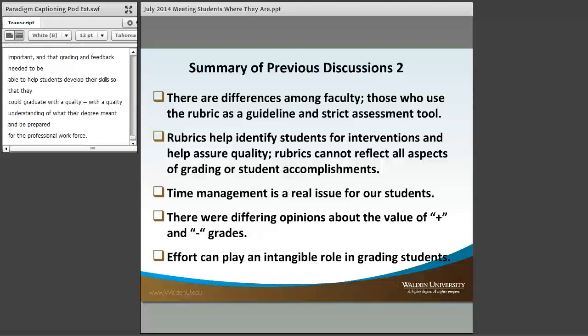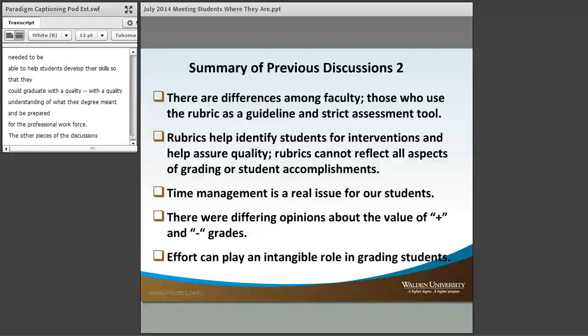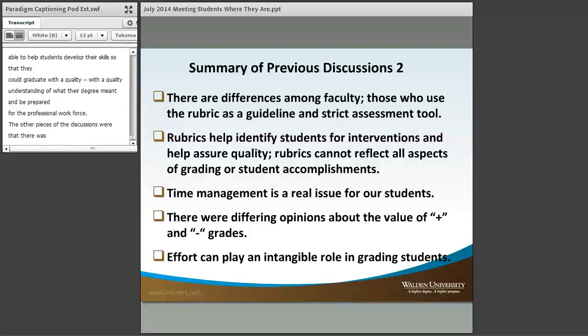The other pieces of the discussions were that there was a big difference, especially in January when we met in person. We saw a big difference among faculty as to the purpose of the rubric. There were quite a few faculty who felt the rubrics were more guidelines for how to grade, where other faculty felt it was a very strict assessment tool and should be used basically to the letter. So there are a lot of different philosophies around the rubric.